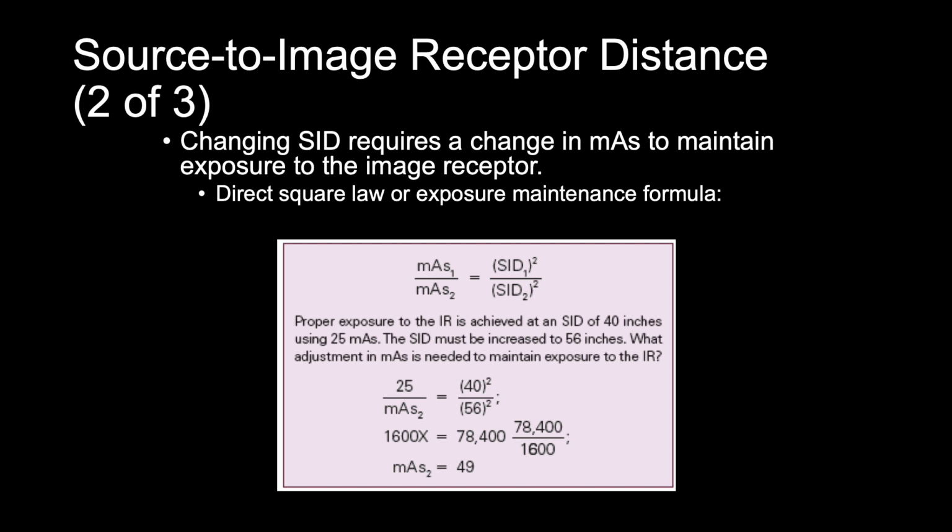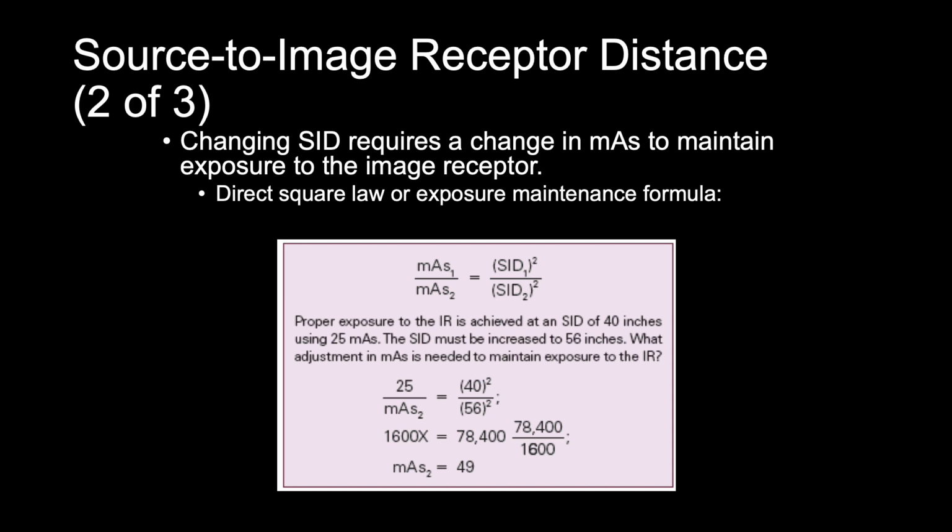Because increasing the SID decreases X-ray beam intensity, the mAs must be increased accordingly to maintain the proper exposure to the IR. When the SID is decreased, the beam intensity increases. Therefore, the mAs must be decreased accordingly to maintain proper exposure to the IR and to prevent burnout.